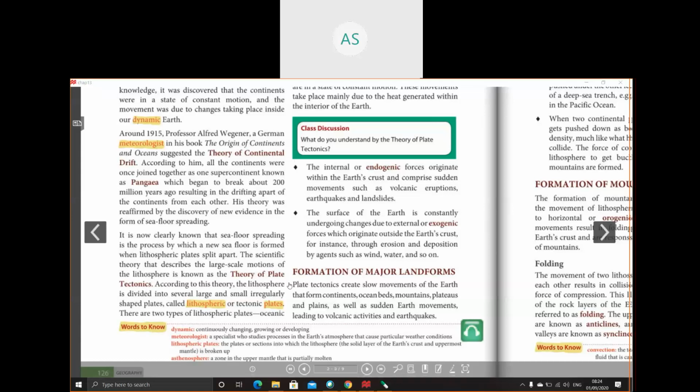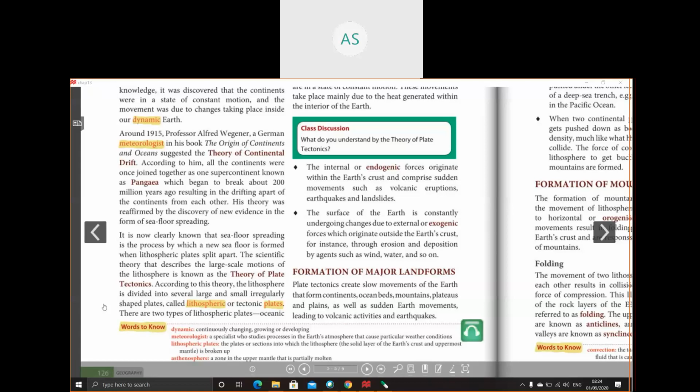Now the scientific theory that describes the large-scale motion of the lithosphere is known as the theory of plate tectonics. So, the scientific theory. What is this theory? This is based on the movement of tectonic plates. Okay? Now what are the tectonic plates?